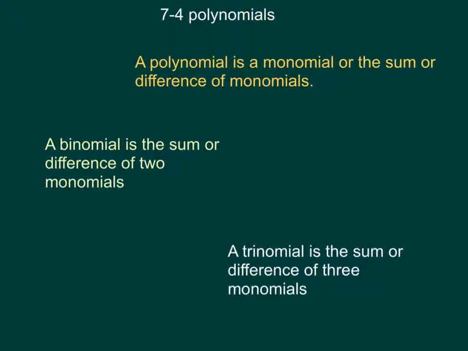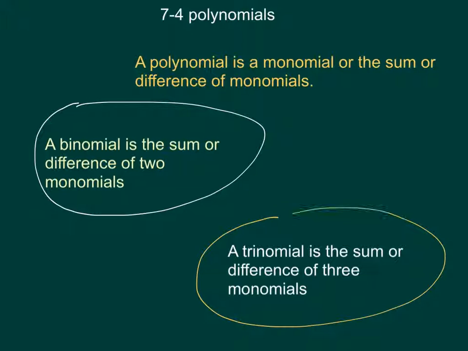Lesson 7-4, Polynomials. A polynomial is a monomial or the sum or difference of monomials. You also have some monomials that have special names. One is a binomial, and this is the sum or difference of two monomials. Or the trinomial is the sum or the difference of three monomials. So if you see the prefix of those words, it's tri, which is 3, and bi, which is 2.